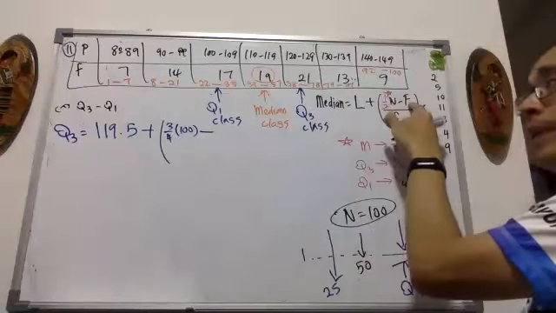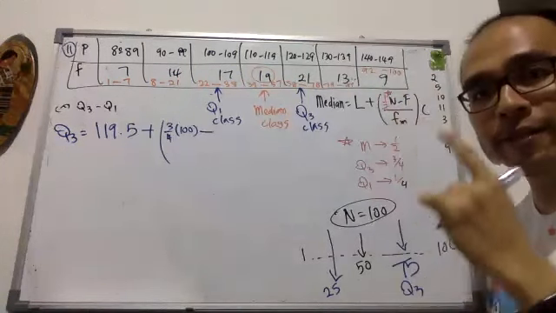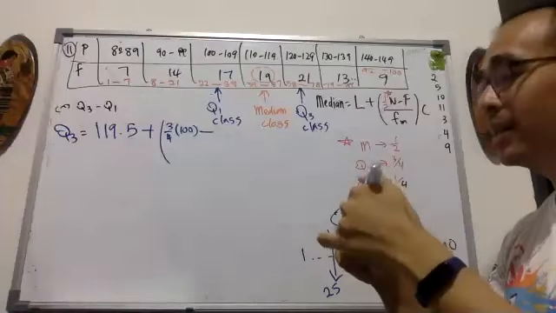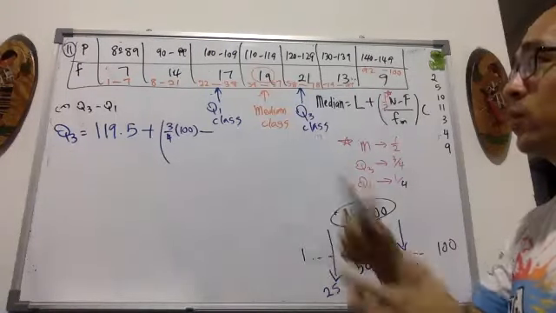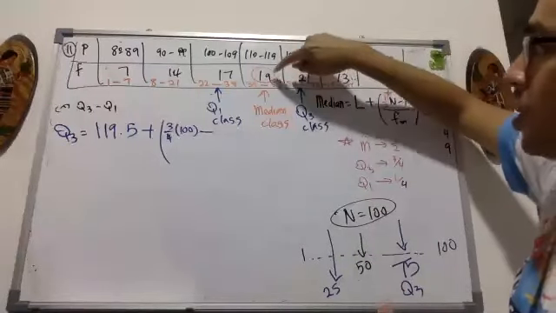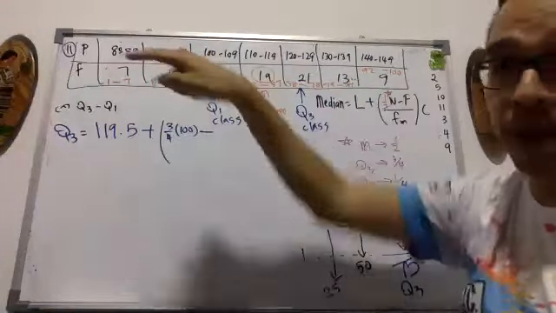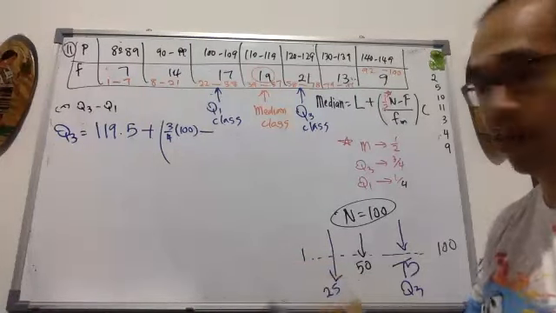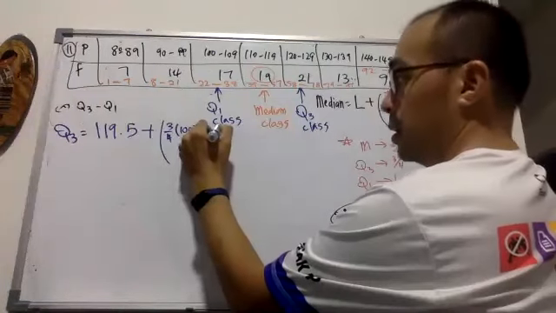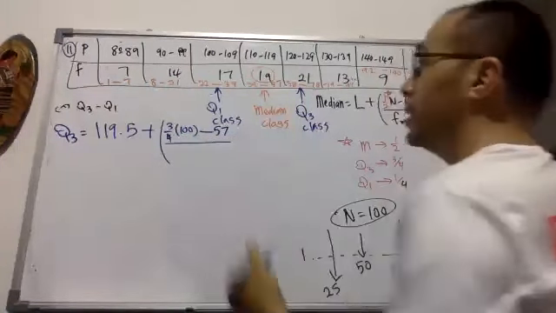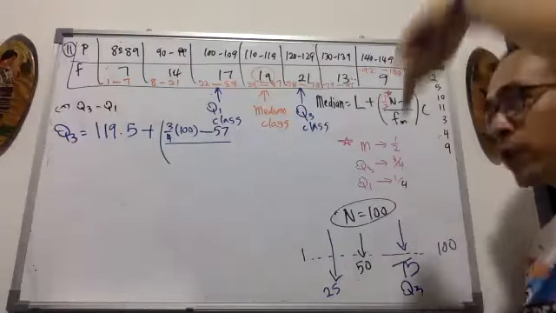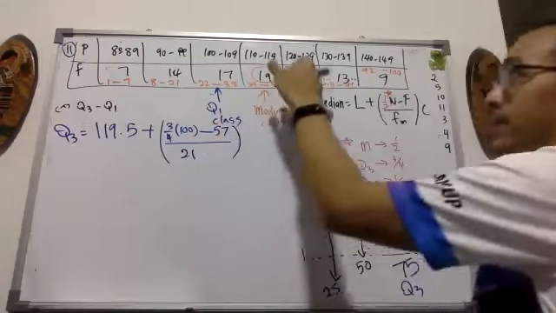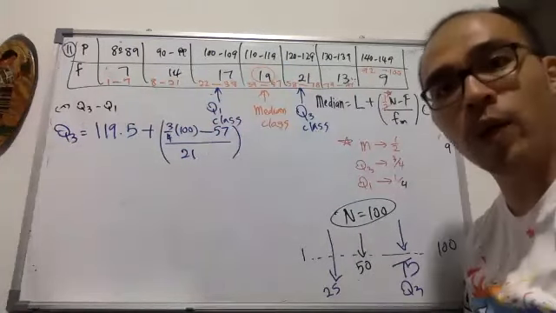minus F, the cumulative frequency before the third quartile class. If this is the third quartile class, all these frequencies I have to add up, which is 7 plus 14 plus 17 plus 19, which is 57. Over the frequency of the class, which is 21, times the size of the class, 120 to 129.